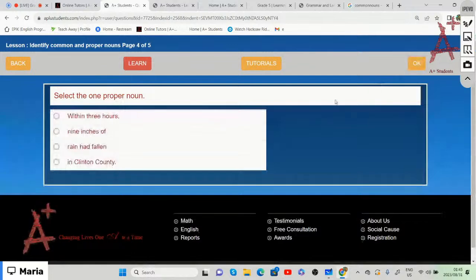All right, last one. Within 3 hours, 9 inches of rain had fallen in Clinton County. We need to select the one proper noun. And if we select the proper noun, then we can say Clinton County.